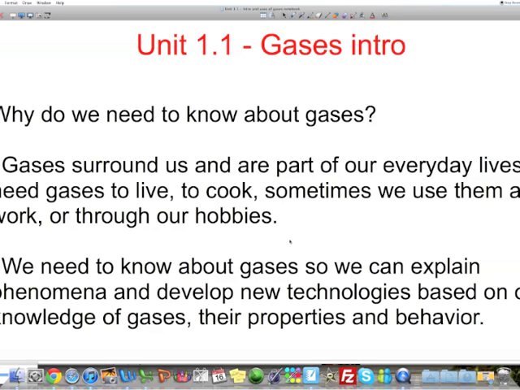We need to know about gases to explain certain phenomena and develop new technologies based on our knowledge of gases, their properties, and their behavior. So again, when we talk about airplanes, that would be a good example here.